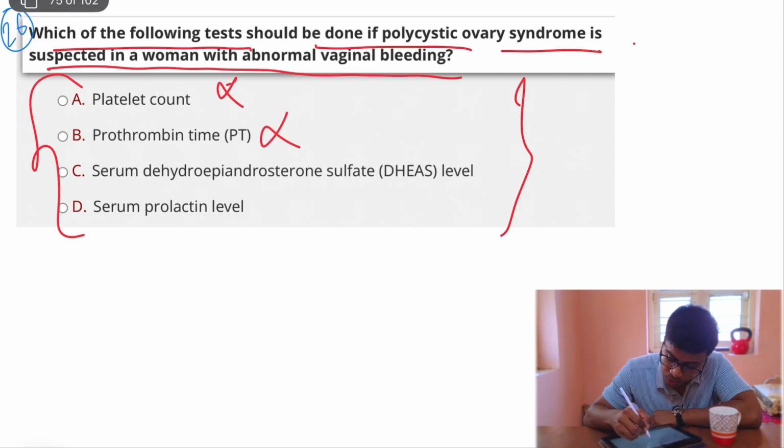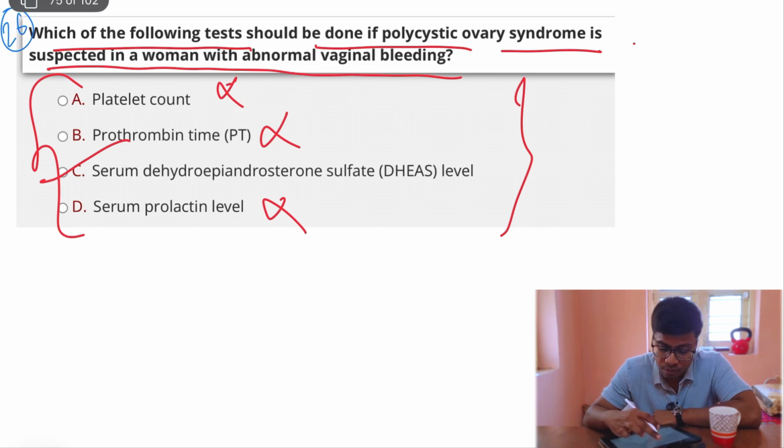So two hormones. Serum prolactin level, why would we be checking serum prolactin level? There is no need to check it because there is no relation between vaginal bleeding and serum prolactin level. Okay, so serum DHEAS, yes, DHEAS, that is sulfate, I will explain.